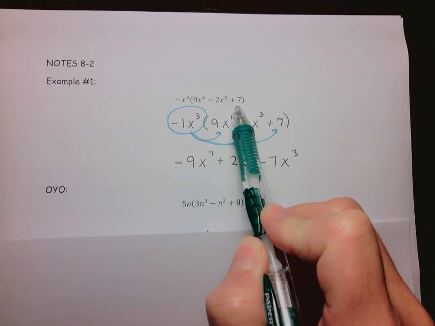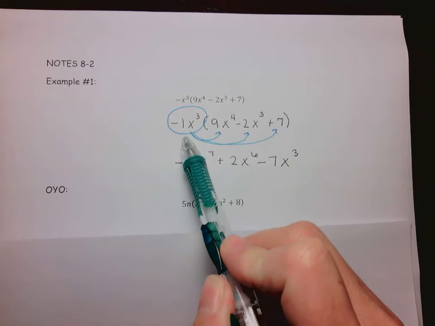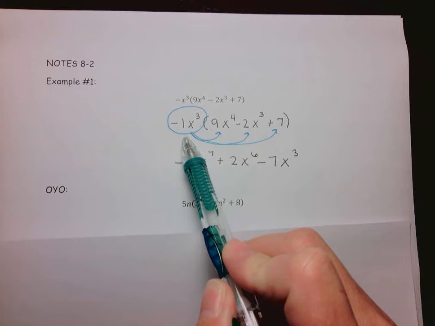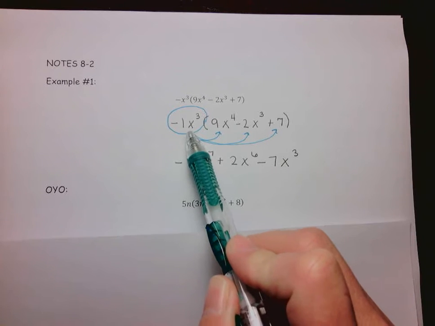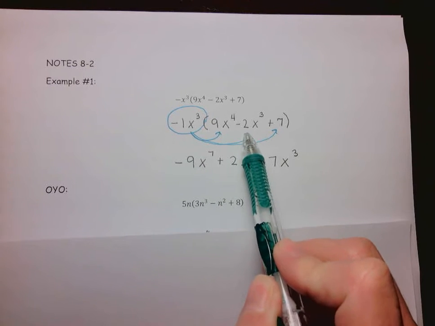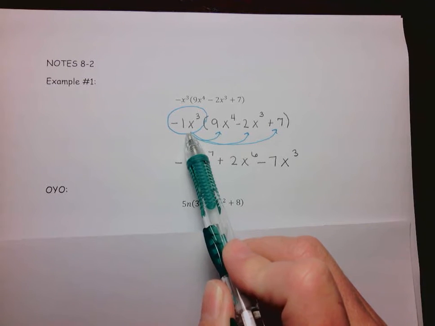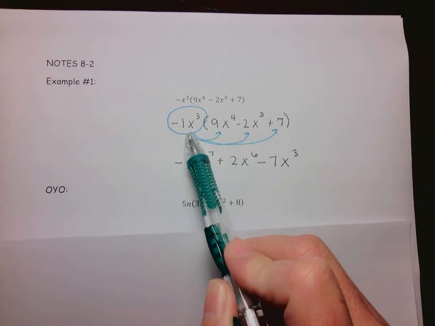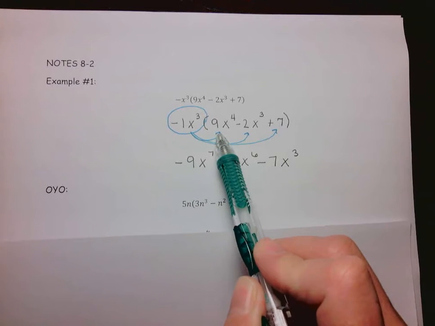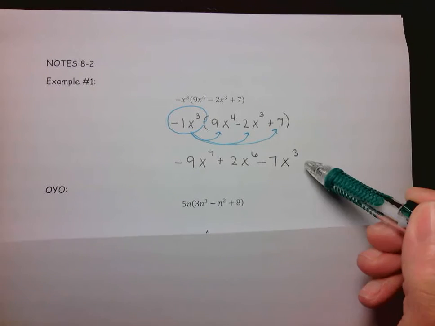Well, first of all, remember, negative x to the third power is the same thing as saying negative 1x to the third power. So I'm going to take this negative 1x to the third power and I'm going to distribute it to each term inside the parentheses. In other words, I'm going to take this monomial and I'm going to multiply it with each term inside the parentheses. And after I do so, this is what I get.